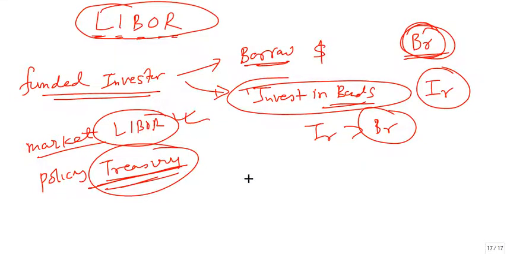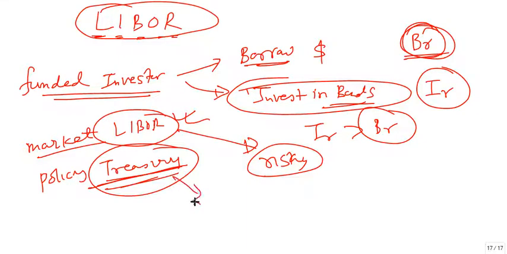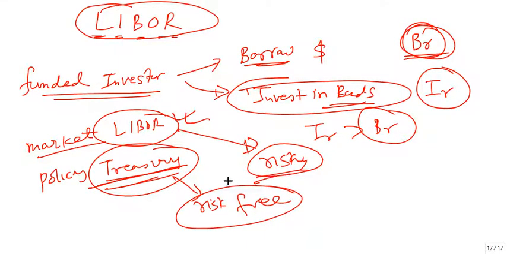In fact, LIBOR is riskier. Treasury is risk free, so LIBOR is riskier. The LIBOR rate is the rate at which two banks lend to each other, so it is roughly the average risk of the banks. You can say roughly A risk would be there, credit rating A. So it's a risky rate.